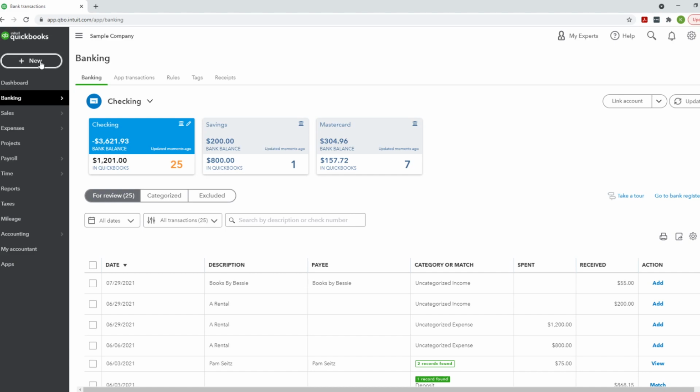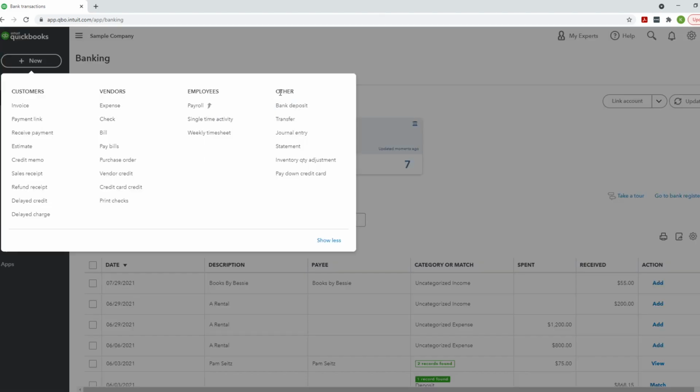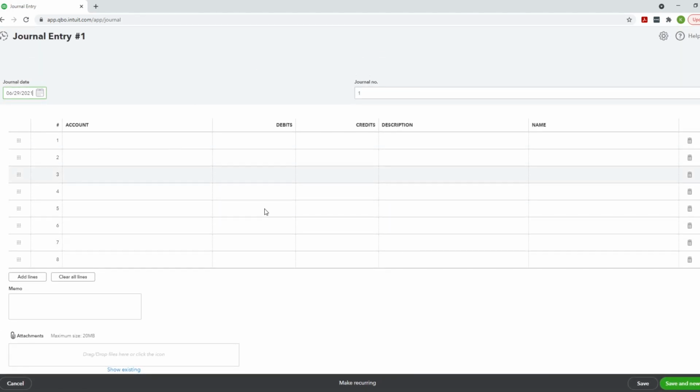So we're going to go up to New, and then over here under Other, you can see Journal Entry. We're going to select that. And here pops up the journal entry. So if you're not super familiar with accounting, this might look a little bit odd because you can see there's a debits column and a credits column. So those might seem like a foreign language to you if you're not familiar, but we'll just go over this step by step and give you the basics.